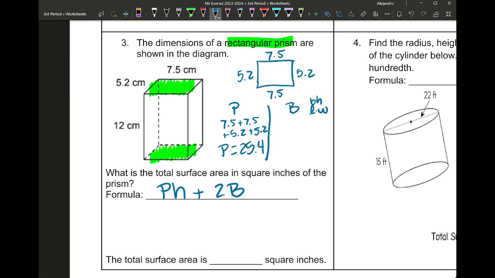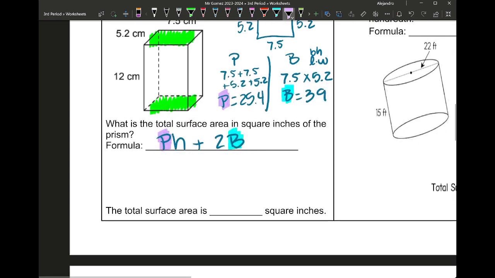Now for the length and width, the area of the base, which is the uppercase B, all we gotta do is multiply length times width, which is gonna be 7.5 times 5.2. And when we multiply that, we get exactly 39. So now we found B, we can plug it right here, and we found P, we can plug it right here. And that's exactly what we're gonna do.